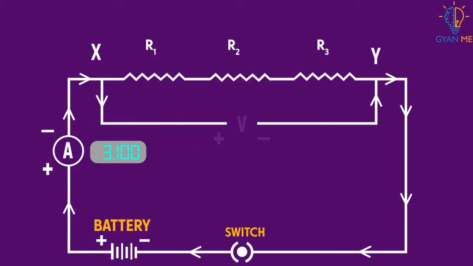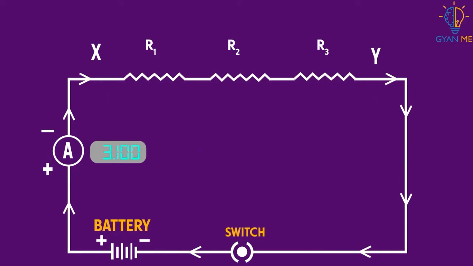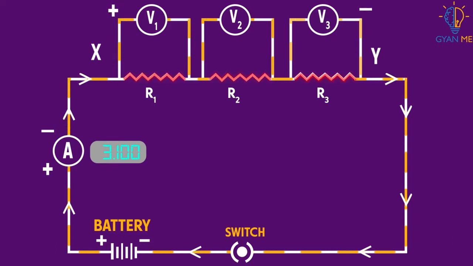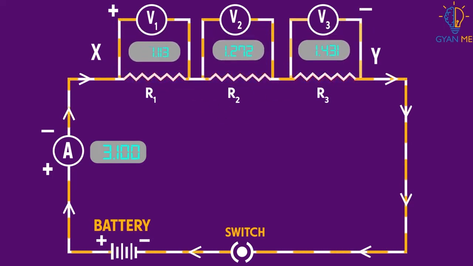Now, let's disconnect the voltmeter and connect it like this to measure the potential difference across each resistor. From here, we observe that the potential difference across each resistor changes and is less than the overall potential difference. Accordingly, we get the potential difference across the first resistor R1 as V1, across R2 as V2 and across R3 as V3.